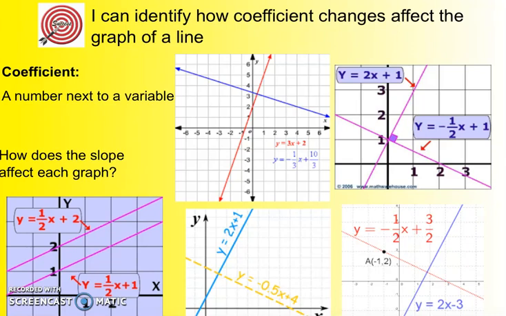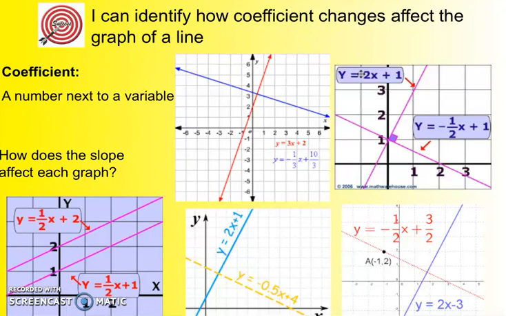Let's talk about what a coefficient is. A coefficient is the number that's next to a variable, so it's being multiplied by that variable. In our previous videos, we talked about slope-intercept form. Here's an example of an equation written in slope-intercept form: y equals 2x plus 1. The 2 represents the slope, and the 1 represents the y-intercept. The number 2 is what we refer to as a coefficient. It's being multiplied by the x, okay?